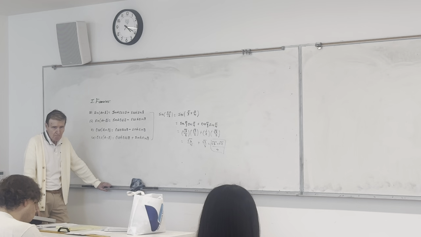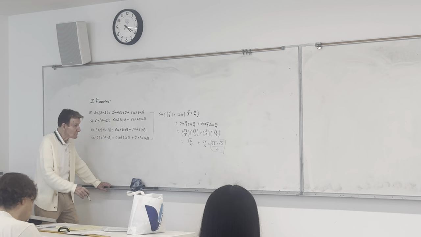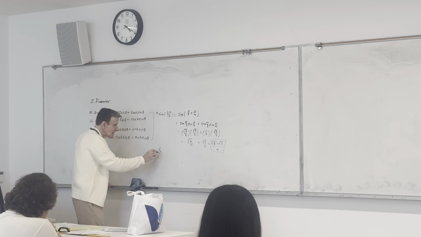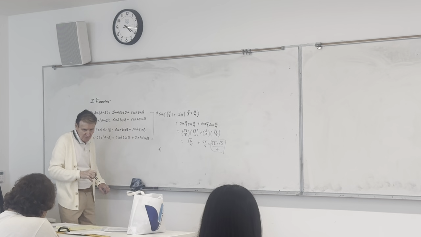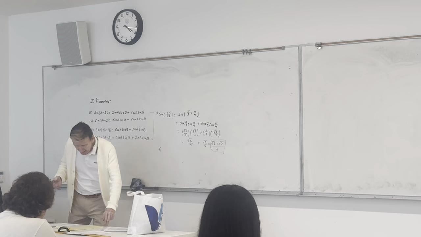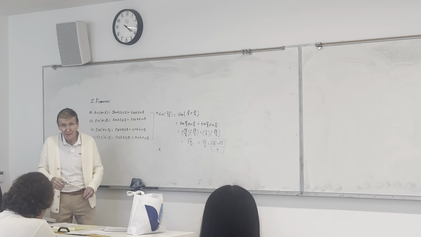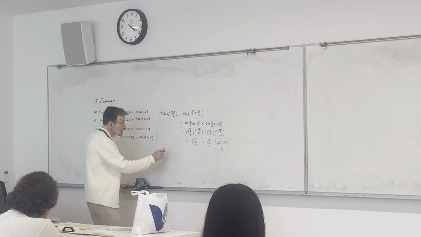Finish. Okay? Michael, tell the class what else did I have on the handout that somehow connects these? What else did I ask? Cosine 5 pi over 12. Okay, now cosine 5 pi over 12.